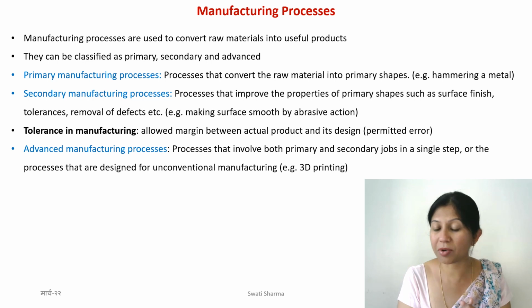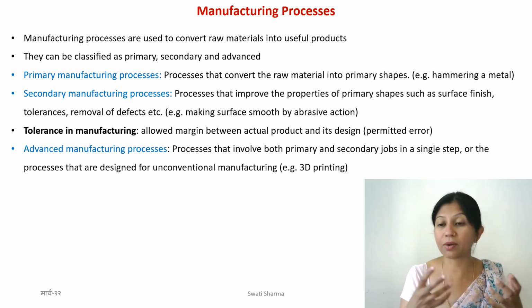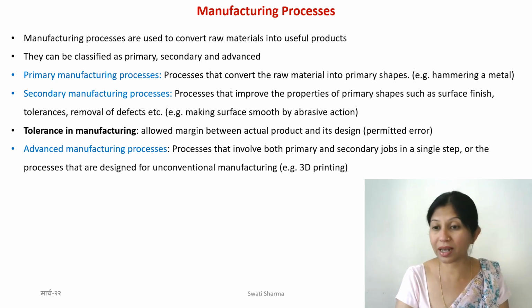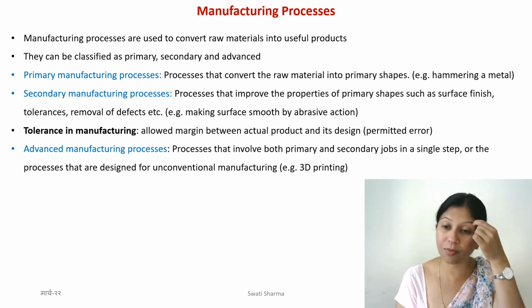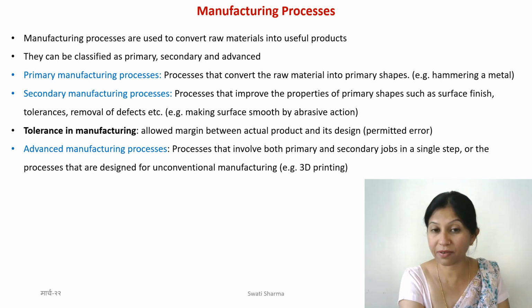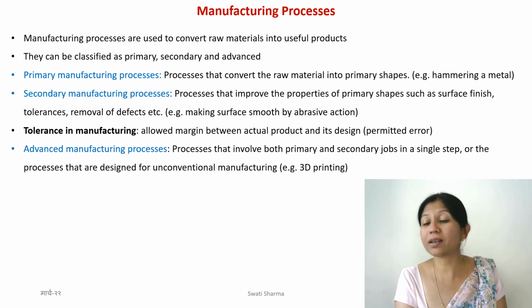For example, 3D printing. So in the 3D printer, even if you want to make a hollow structure, no matter what you want to make, you can already give the design, and the product that comes out will already be ready for the next step or already be a finished product. So these kinds of processes are known as advanced manufacturing processes, and in general, many unconventional processes.